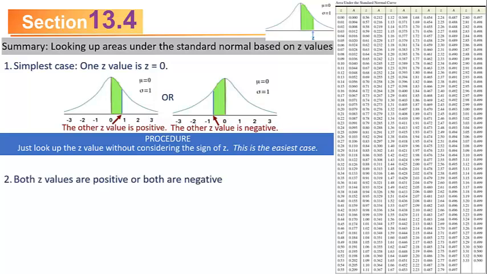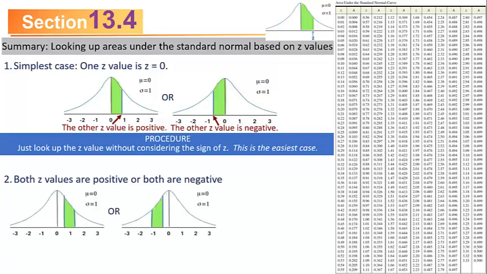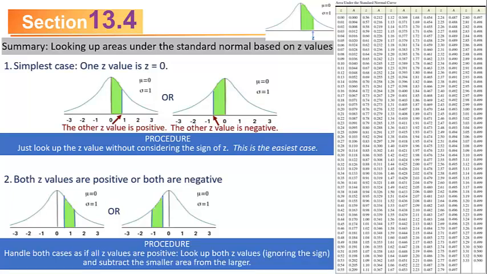The second case is when both z values are positive or both are negative. In the left-hand case that I've drawn up here, the z values are both positive, and in the second case, they're both negative. But again, because of symmetry, we've learned that we can ignore the fact that they're both positive or both negative, and just pretend that they're all positive. And just look up both z values, ignoring the sign. As long as they both have the same sign, you can ignore the sign, and then subtract the smaller area that you get from the table from the larger area that you get from the table. And again, we've done several of those. You can go back and look if you need refreshing.